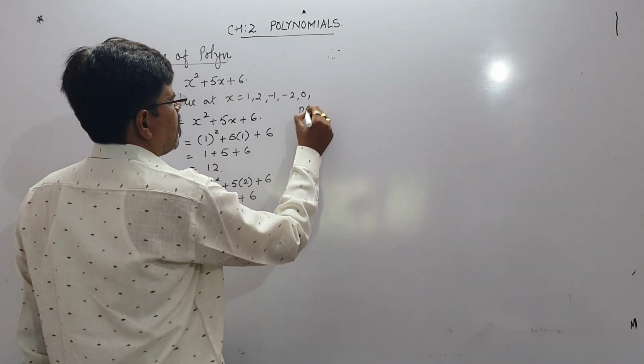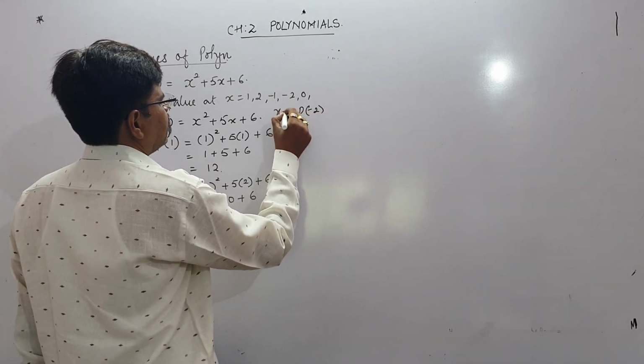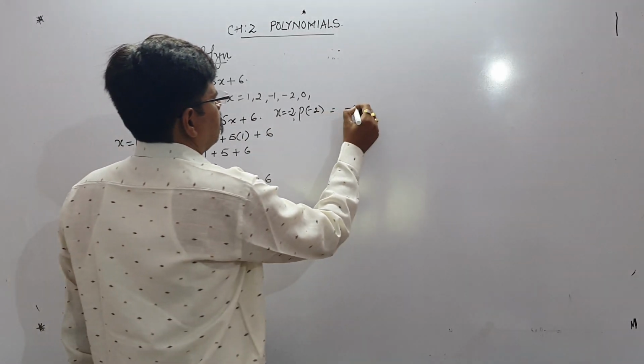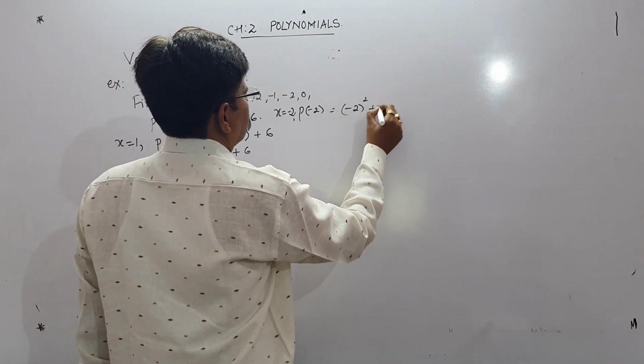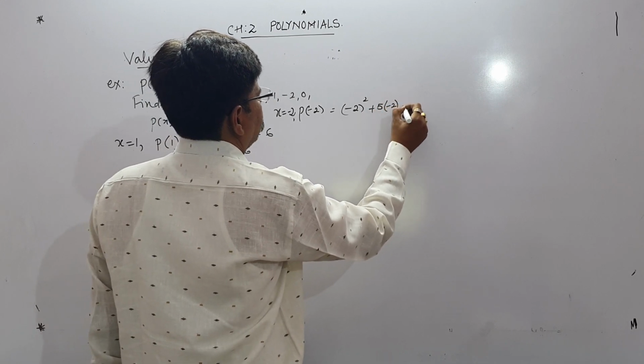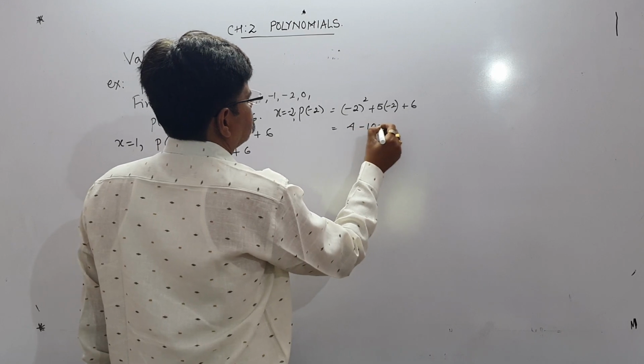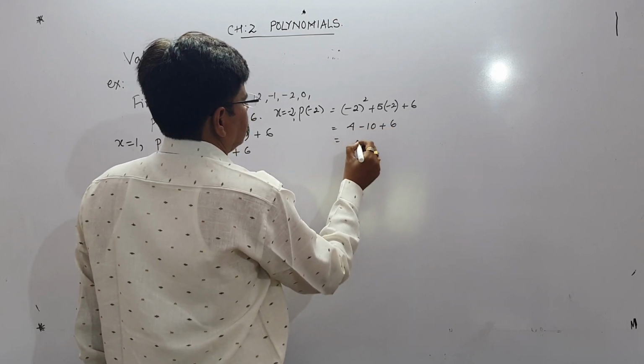P of minus 2 means x equals minus 2. Minus 2 the whole square plus 5 into minus 2 plus 6. It is 4 minus 10 plus 6. Answer is 0.